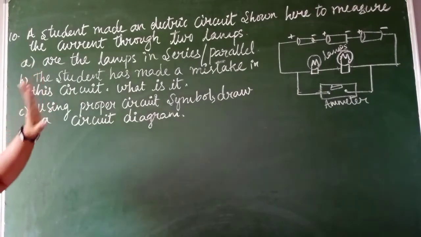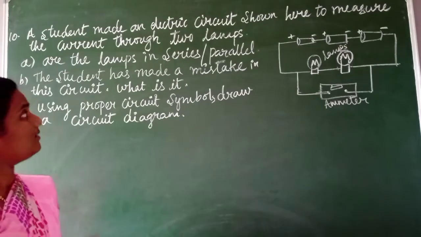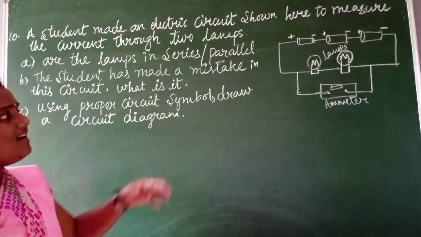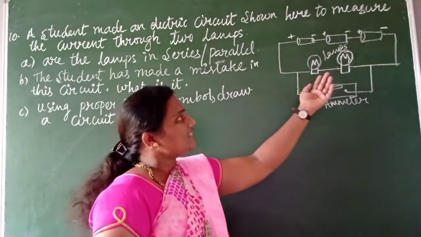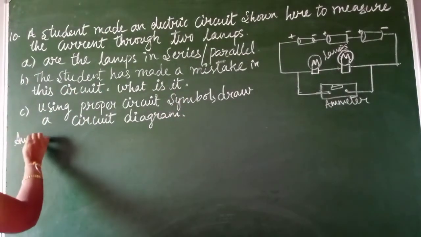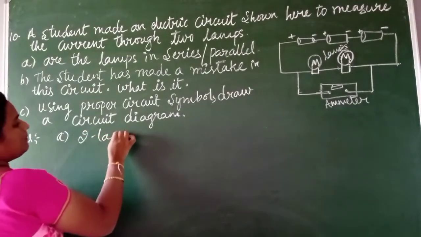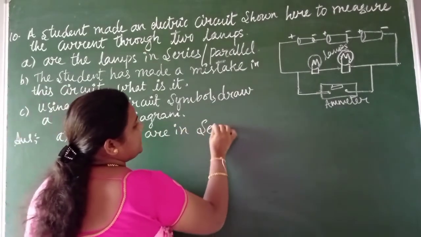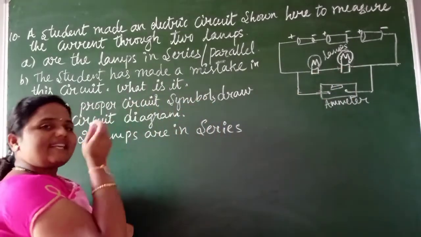The first question is clearly asking how the two lamps are connected here, that is, what type of connection the student made. When we look at the circuit diagram, because they are side by side, we can say the two lamps are in series. So what is the answer to the first question, children? The two lamps are in series, because both are side by side. Side by side means series.